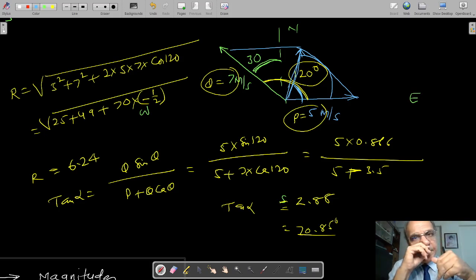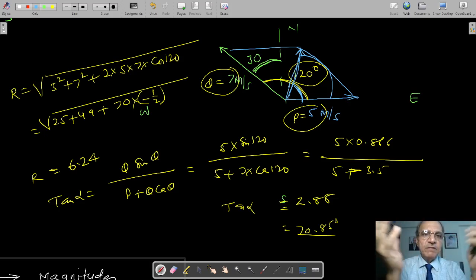Okay, in my next video I will give another method of finding the resultant of two vectors or more than two vectors, whatever number of vectors we have.